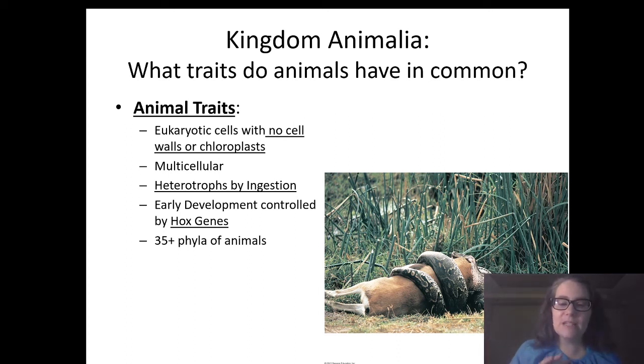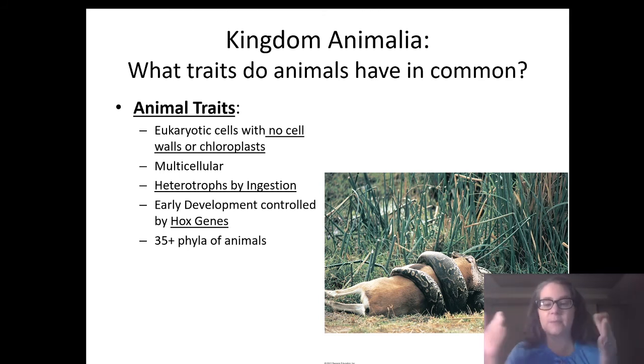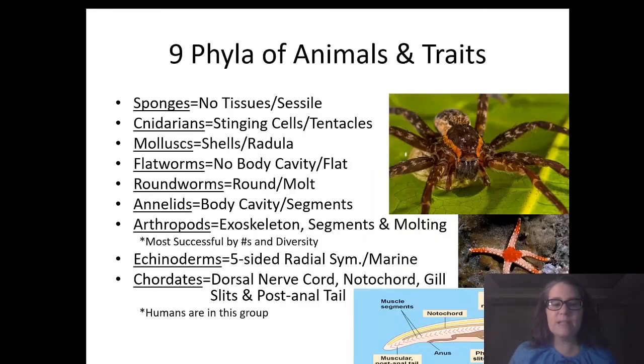I haven't mentioned this so much, but each of these groups also have some developmental genes, some sets of genes that control early development that makes them develop into plants versus an animal versus a fungus. And these genes are very specific to each of these groups as well. When we look at animals, there are 35 plus phyla of animals, but these 9 phyla are the most well known. So sponges, you would see in the ocean, maybe snorkeling.